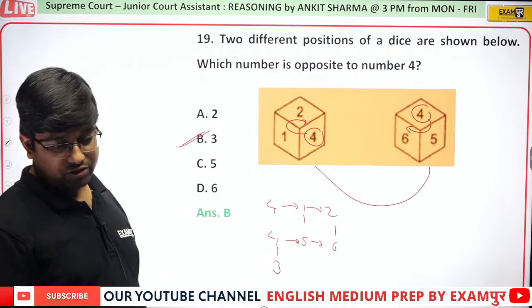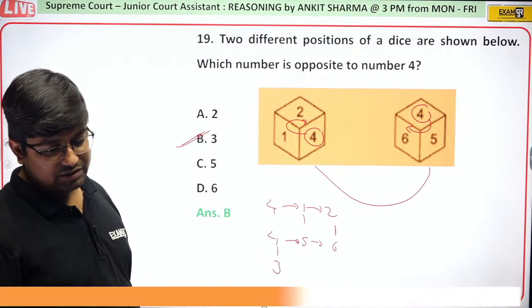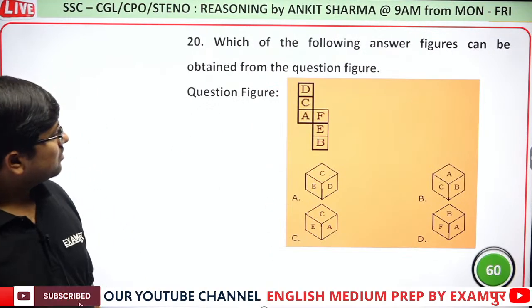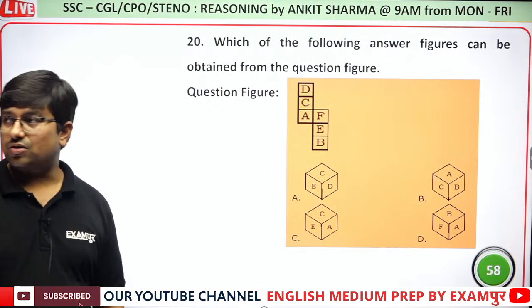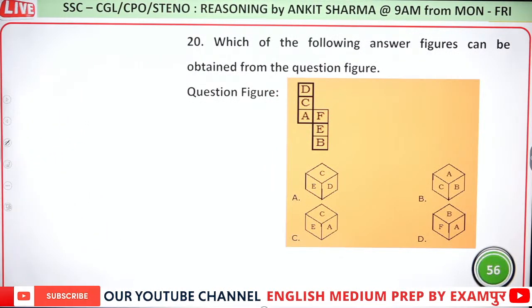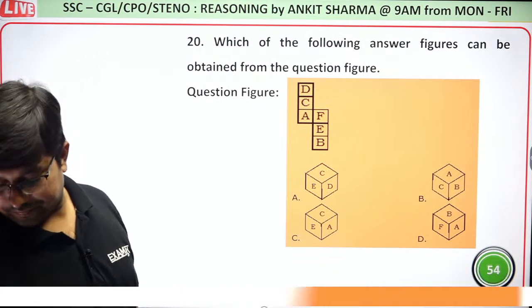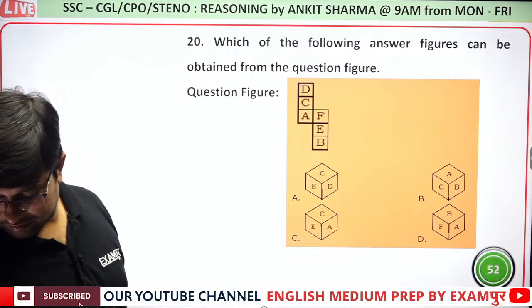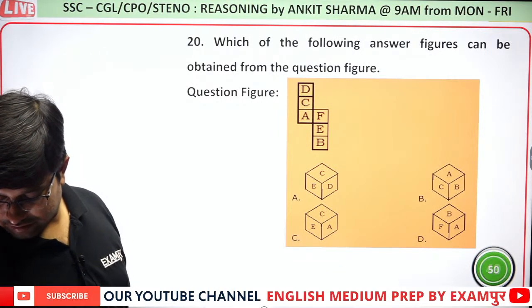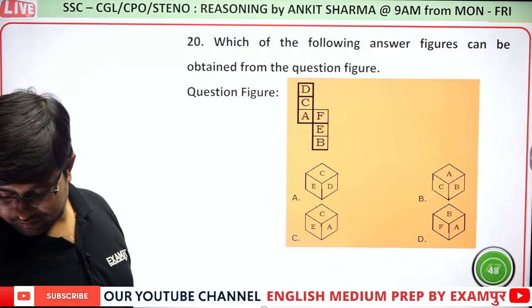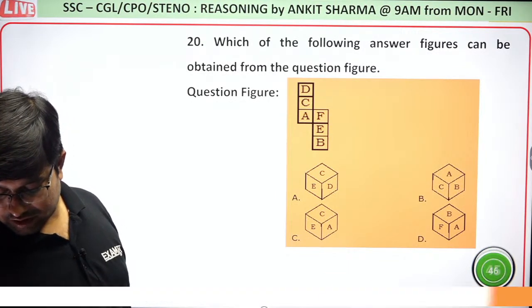I'm getting option B is the right one. Very good, Rashmita and Jagdishwaran. Next, quickly, everybody. Solve, everyone. Hurry up.